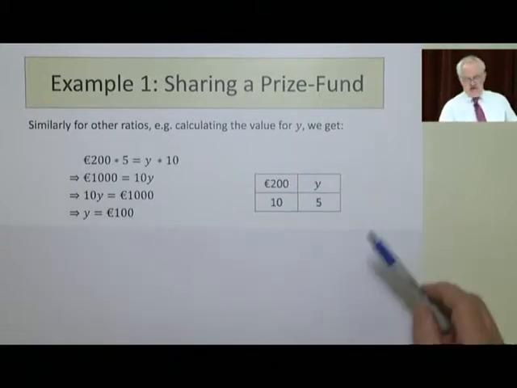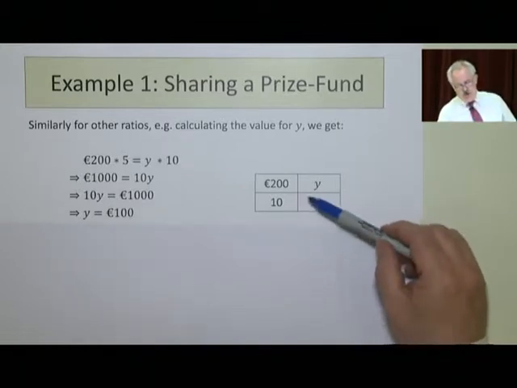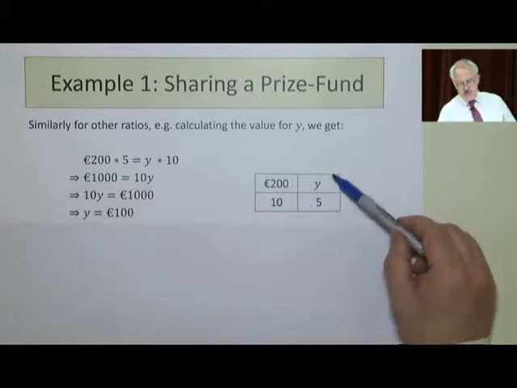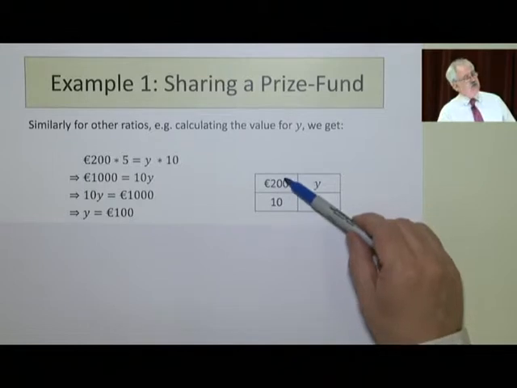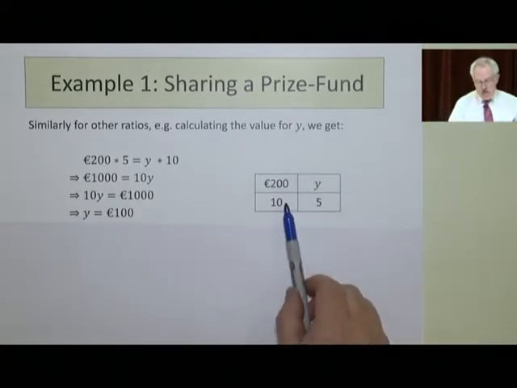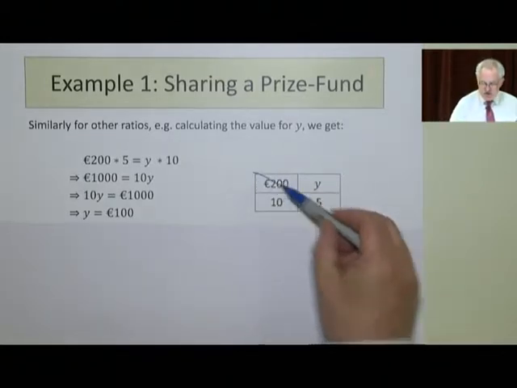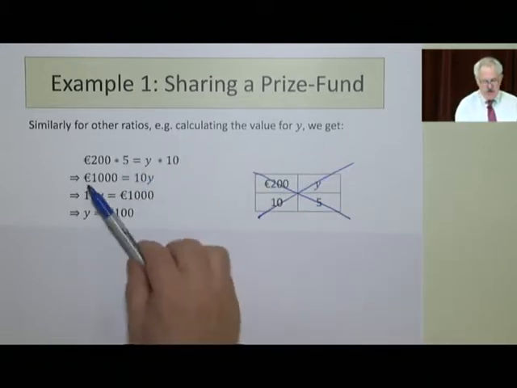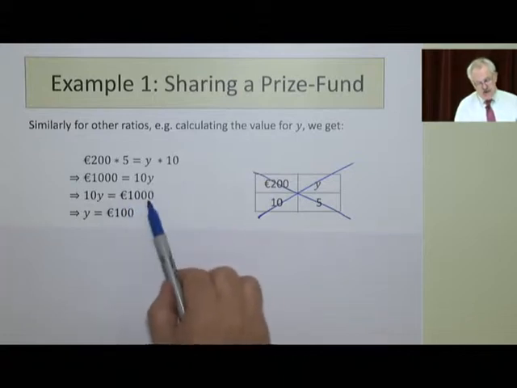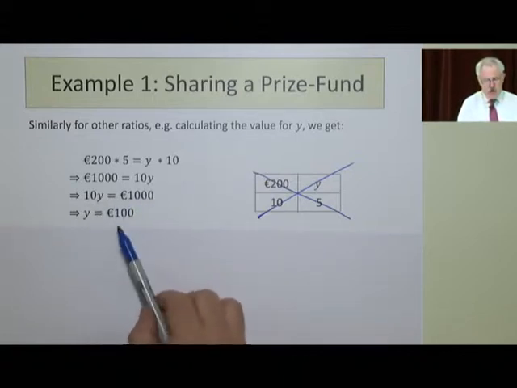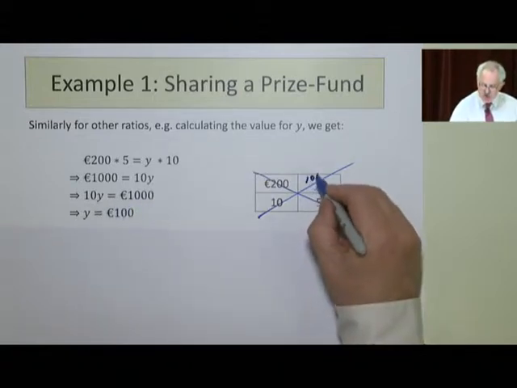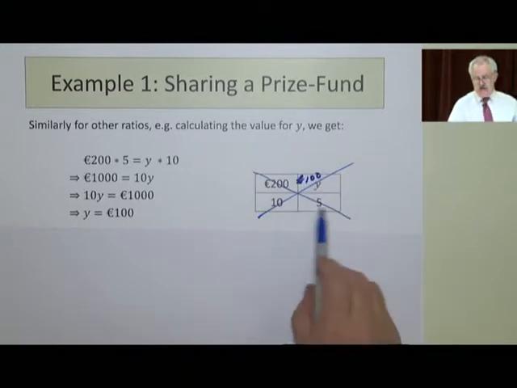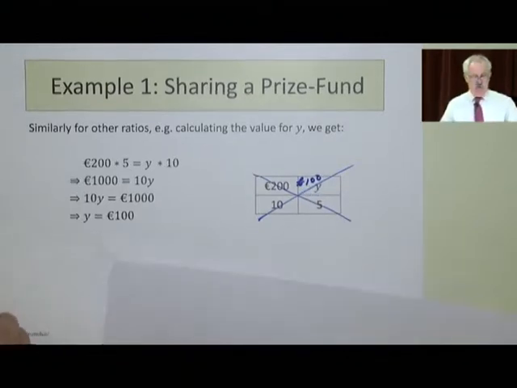Even if we look at the answers, we know in our heart that that number there, 5, is less than 10. So this number is going to be less than the 200. So we can just crisscross and say 200 times 5 is y times 10. 1,000 is 10y. Take the thing over. 10y is 1,000. Y is 100. So that turns out to be 100. And that makes sense. It's twice the size of it.